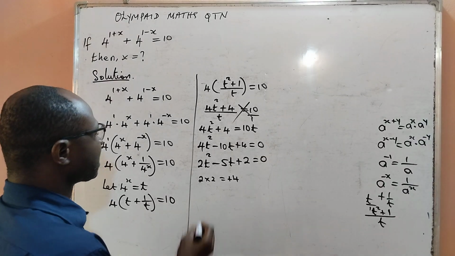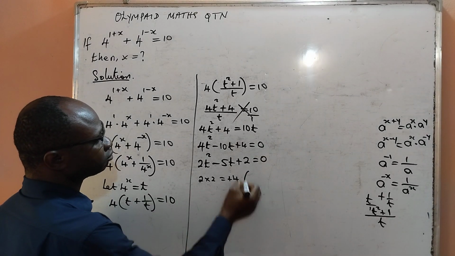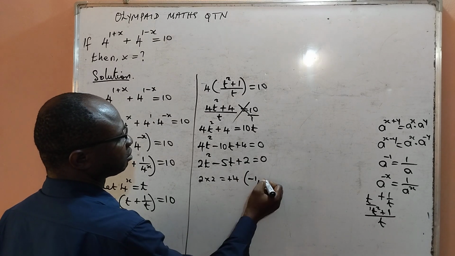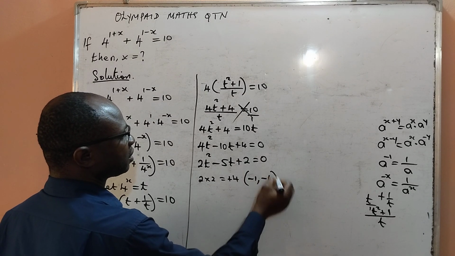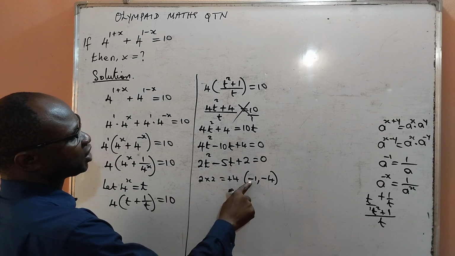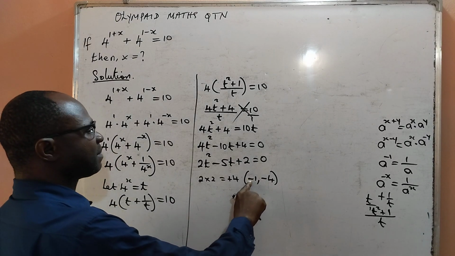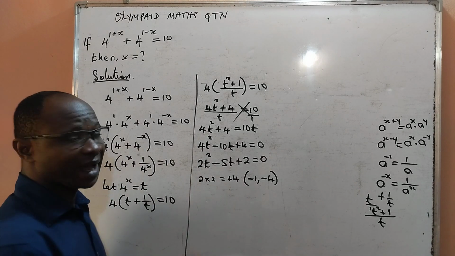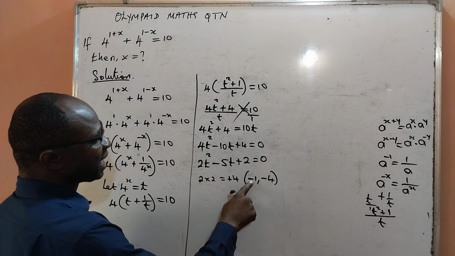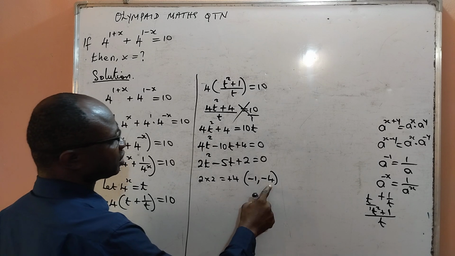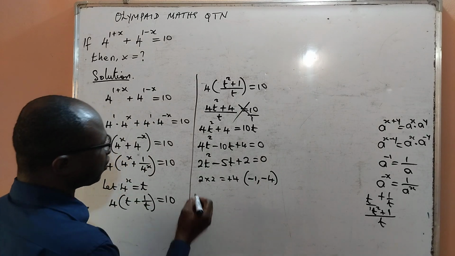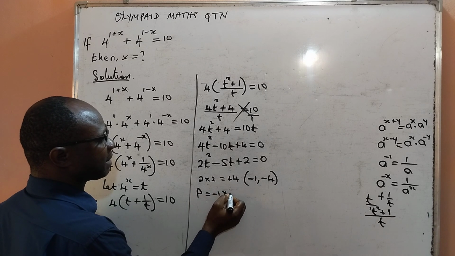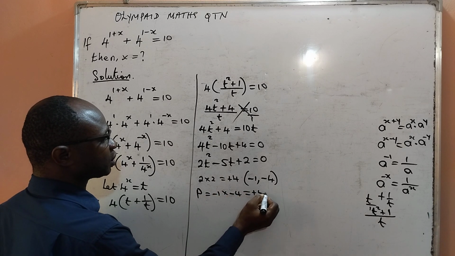And those two numbers can be minus 1 and minus 4, because minus 1 multiplied by minus 4 will give me plus 4, and also minus 1 minus 4 will give me minus 5. Therefore, the product of these two numbers, minus 1 multiplied by minus 4, is equal to plus 4.